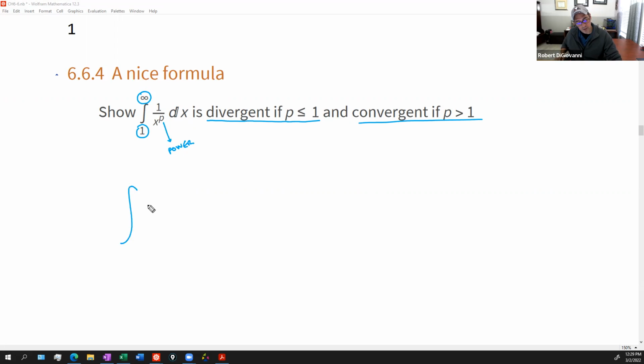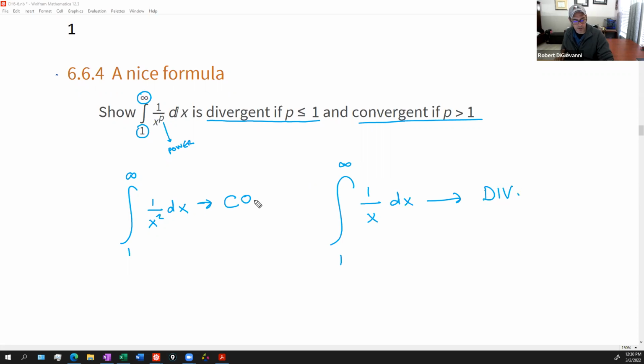So when we did this problem to start class, remember we started with this one? We got an answer here, I think it was 1. But the big thing was it was convergent. I'm just going to put C for convergent. When we did this problem, 1 to infinity of 1 over x, we got that it was divergent. I'll put div for divergent. When you look at it this way, that power right there is 2. This power here is 1.